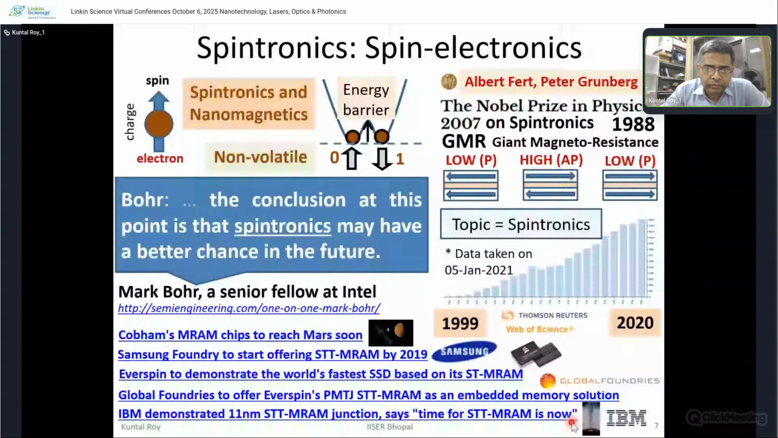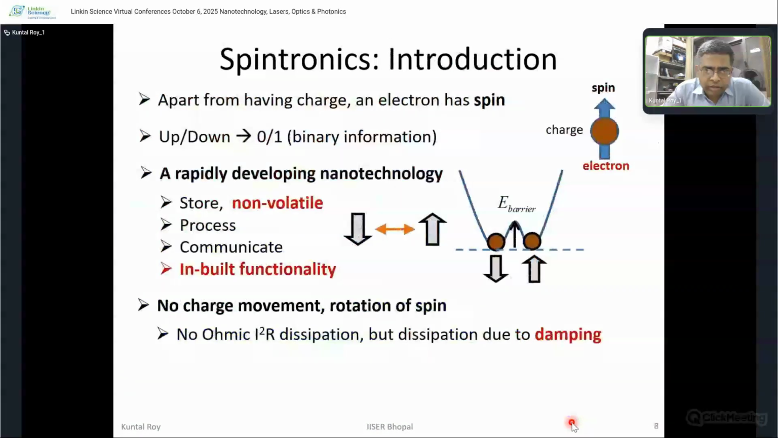So I'll give you a quick introduction on spin electronics. Here it is a rapidly developing technology. It can be used to store, process, and communicate information. And particularly, there is also inbuilt functionality like brain mapping and neuromorphic computing that can also be very useful. But I will not be talking much on that today.